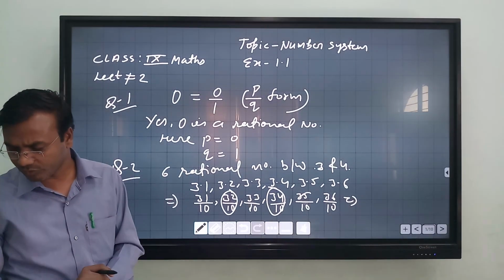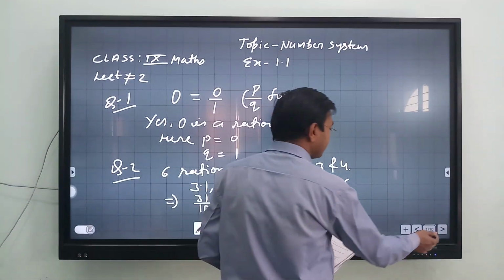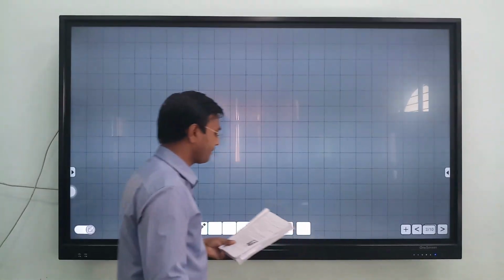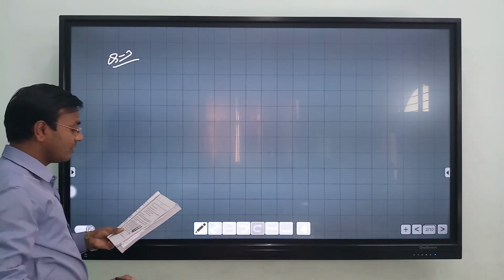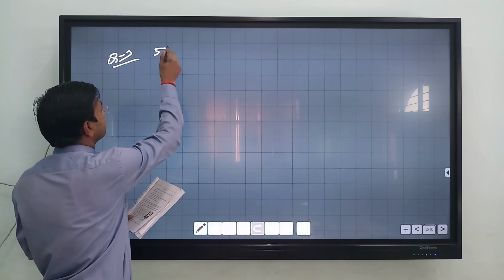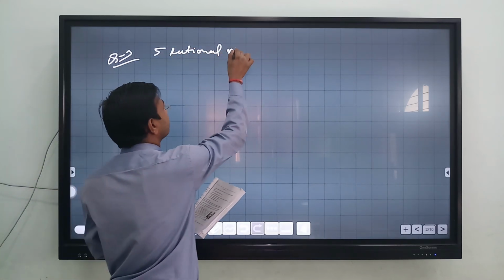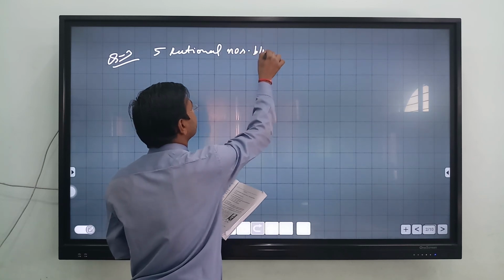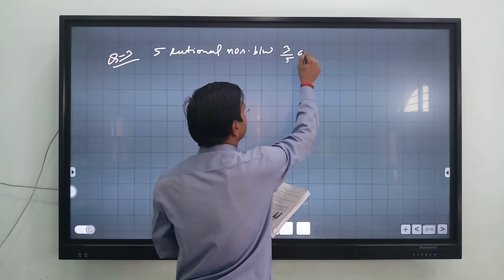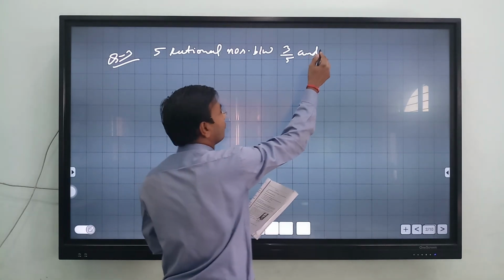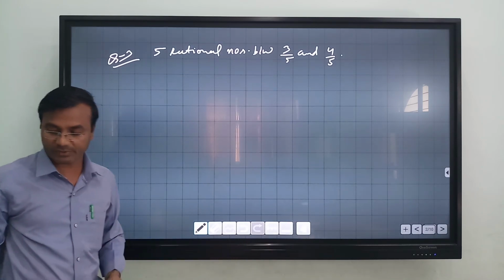Now I am taking one more question. Question number 3. Find 5 rational numbers between 3 by 5 and 4 by 5. This question is a little bit different from the previous one.